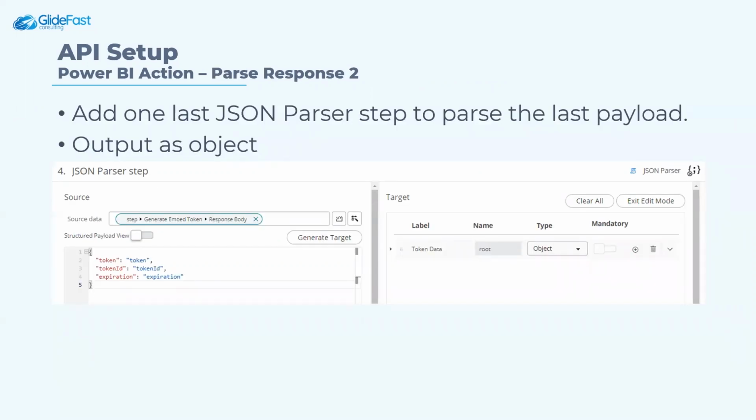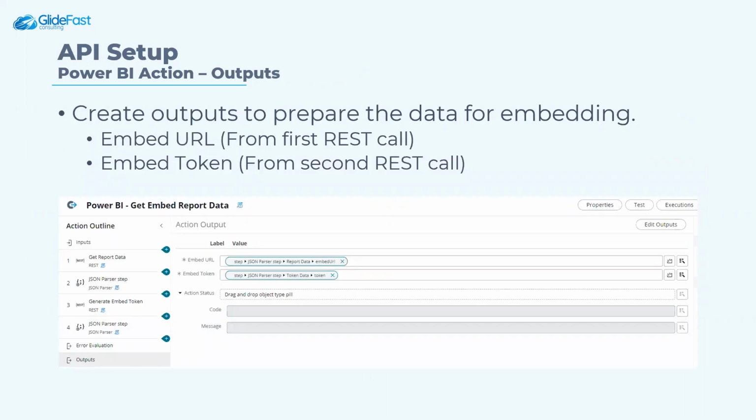And the next step in our custom action is to parse the response from our second REST call, which responds back with just a token ID, and then an expiration date time. We will mainly focus on using the token to help with the displaying of our Power BI report. So finally, once you have set up these 4 steps, your final step is to create an output. We created 2 outputs, which is the embed URL obtained from the first REST step, and the embed token, which is obtained from the second REST step.